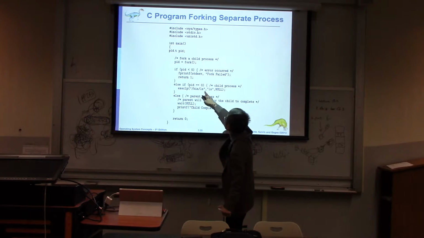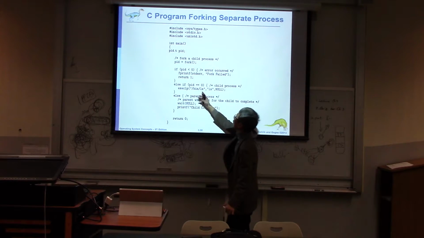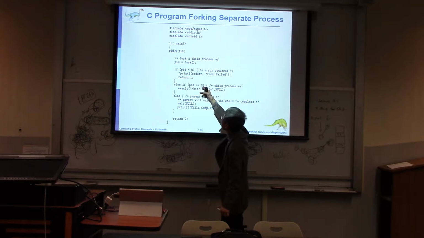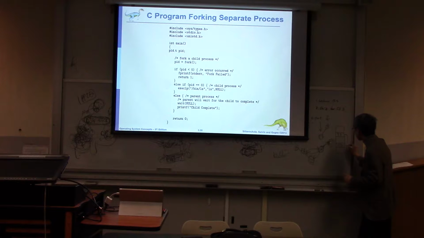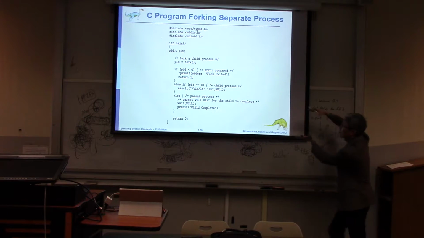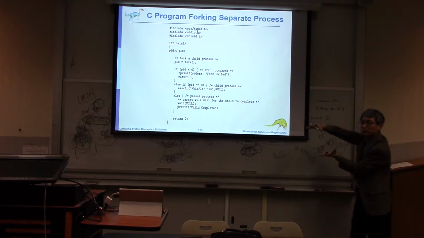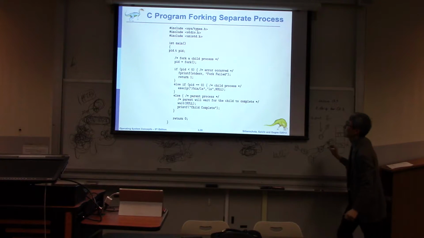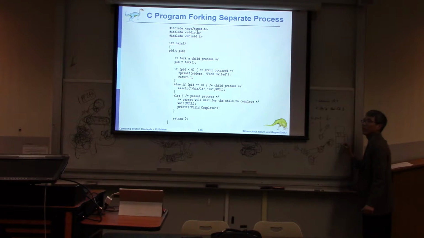Otherwise, if PID equals 0, this is the child. That means this one is copied to here. It's exactly the same code running, at the same program counter. So at this time it is concurrently running. Concurrently running. So if PID is 0, that means it's a child process.